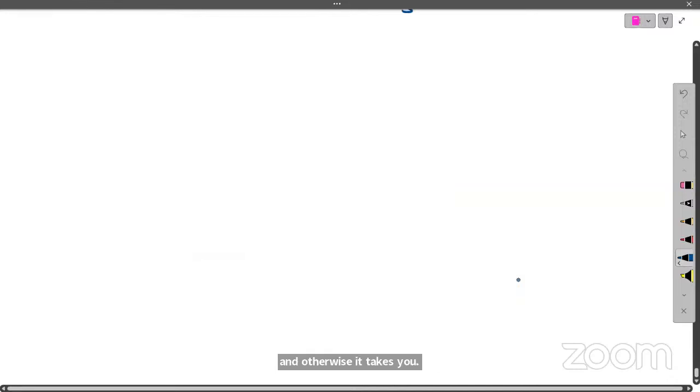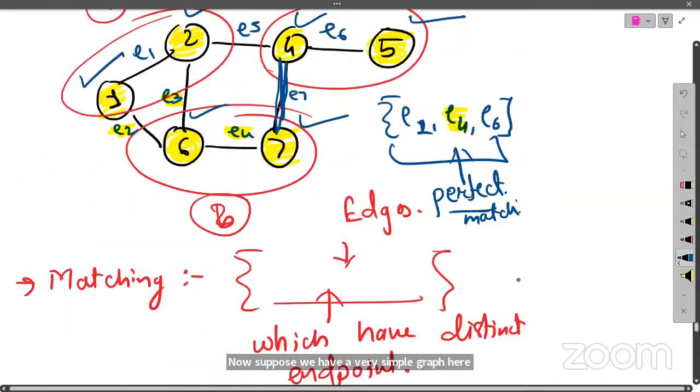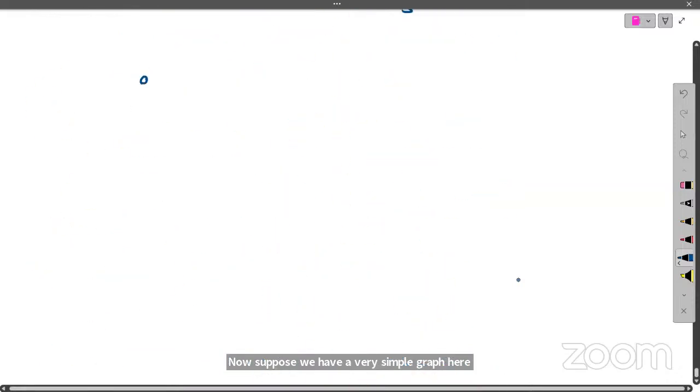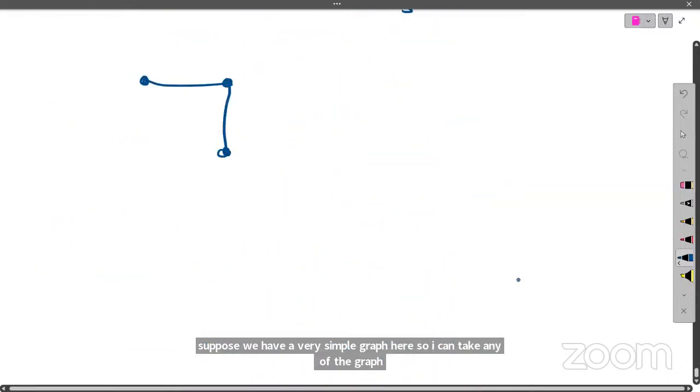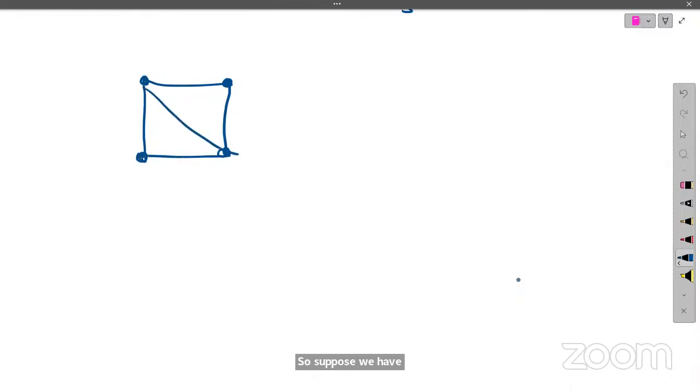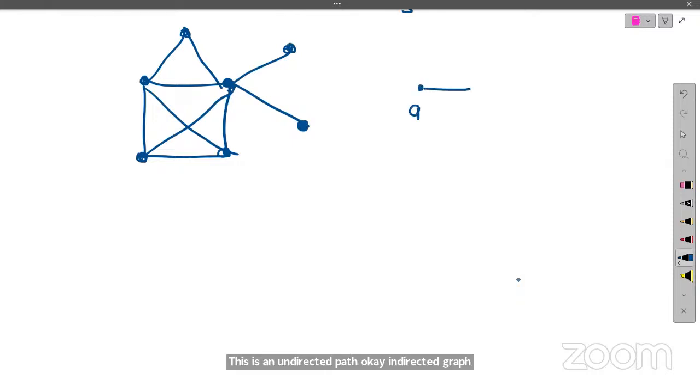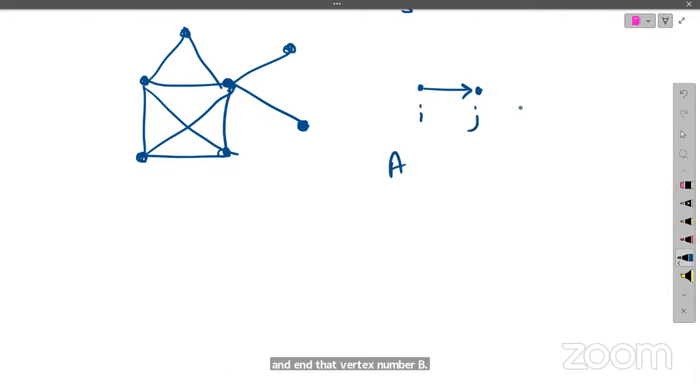Now suppose we have a very simple graph here. I can take any graph, so suppose we have this graph. This is an undirected graph. In a directed graph also, we will do the same thing. If there is an edge starting from vertex i and ending at vertex j, then we will take 1. Otherwise, we will take 0. Then capital A of i comma j is equal to 1, otherwise 0. Okay, so suppose this is our graph.